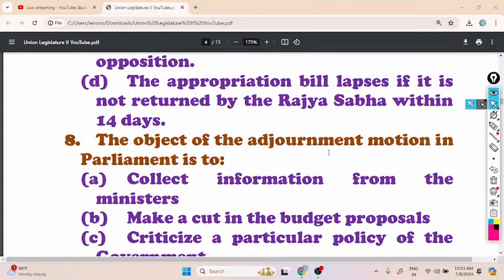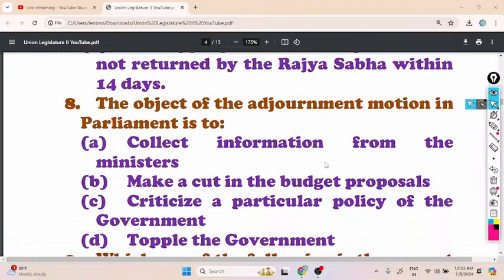The object of the adjournment motion in Parliament is to... The adjournment motion is a special motion which is introduced in Parliament, especially in Lok Sabha.